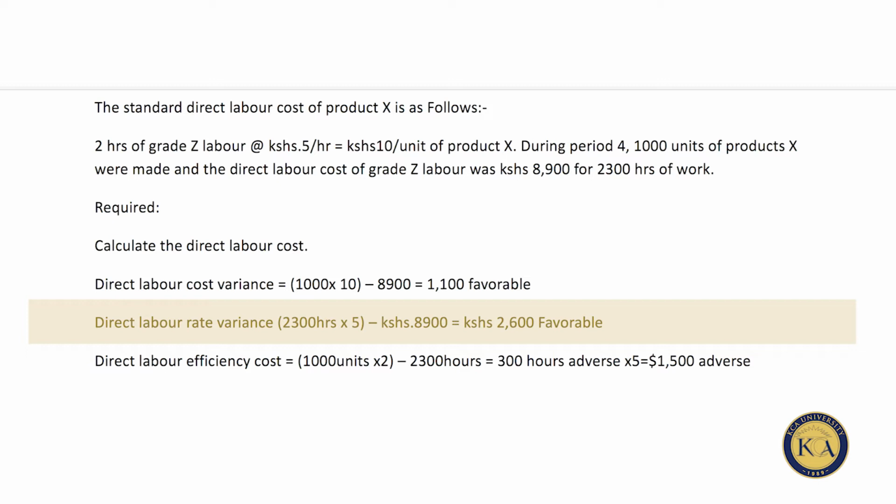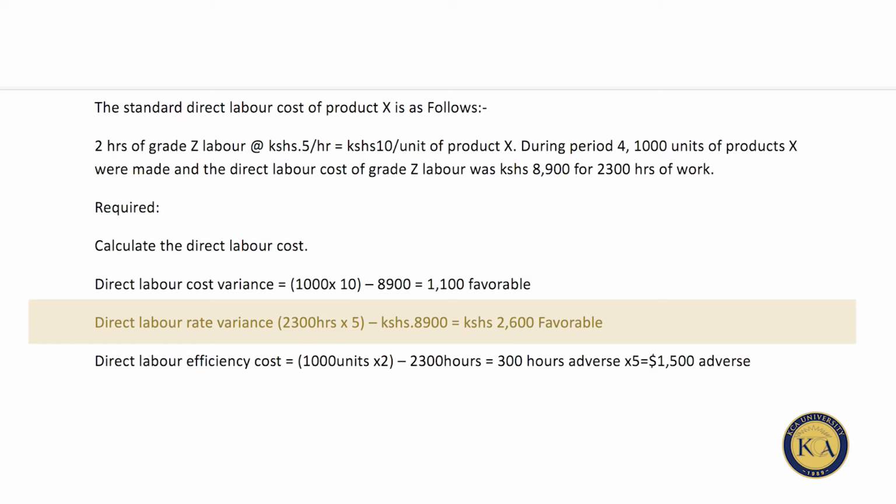So, but ended up costing 8,900. So it appears we were expecting about 11,500 shillings of labor cost, but the cost was actually 8,900, which is less by 2,600. And that means that the direct labor rate variance is 2,600, and it is favorable. Favorable because the actual cost is less than the standard cost.